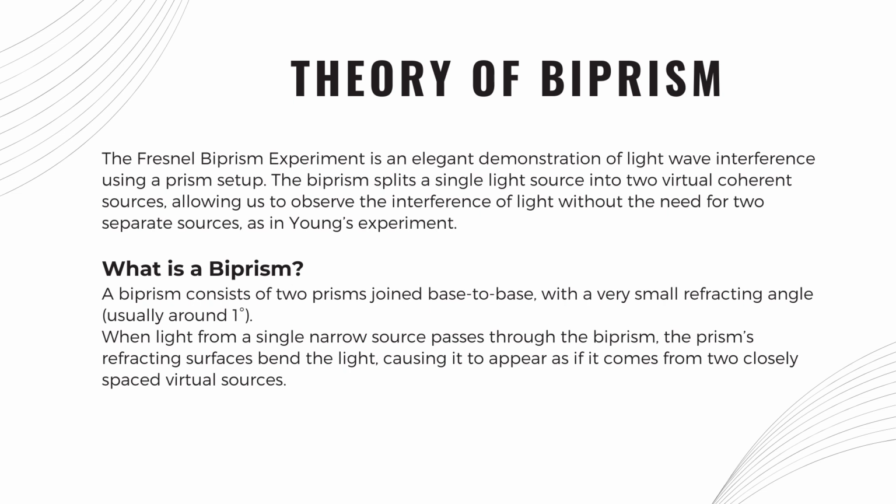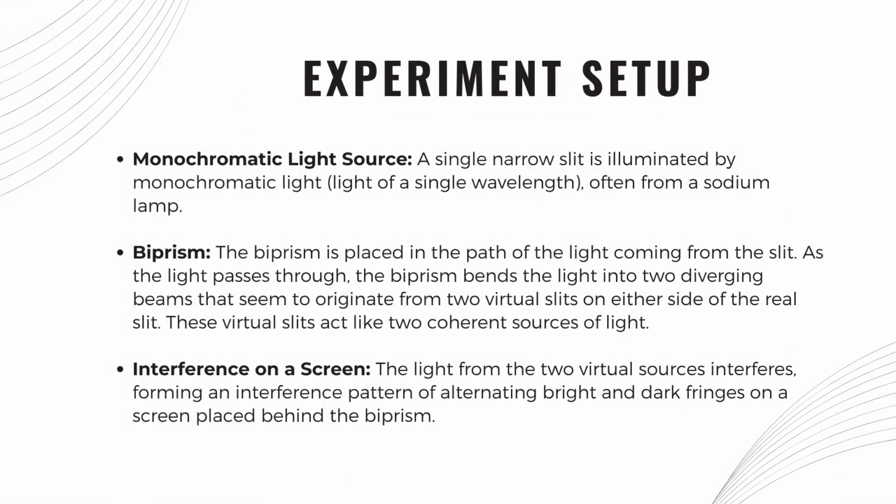A biprism consists of two prisms joined base to base, with a very small refracting angle, usually around 1 degree. When light from a single narrow source passes through the biprism, the prism's refracting surfaces bend the light, causing it to appear as if it comes from two closely spaced virtual sources. Experiment setup includes a monochromatic light source, a biprism placed in the path of the light coming from the slit, and interference on a screen.